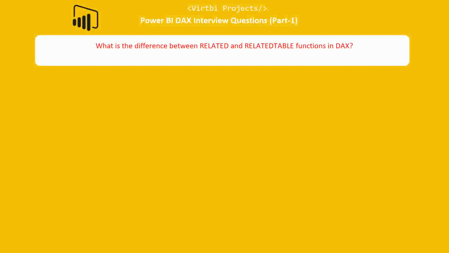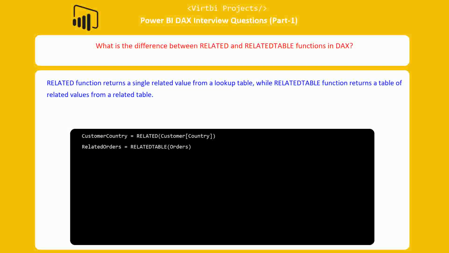What is the difference between related and relatedtable functions in DAX? Related function returns a single related value from a lookup table, while relatedtable function returns a table of related values from a related table.